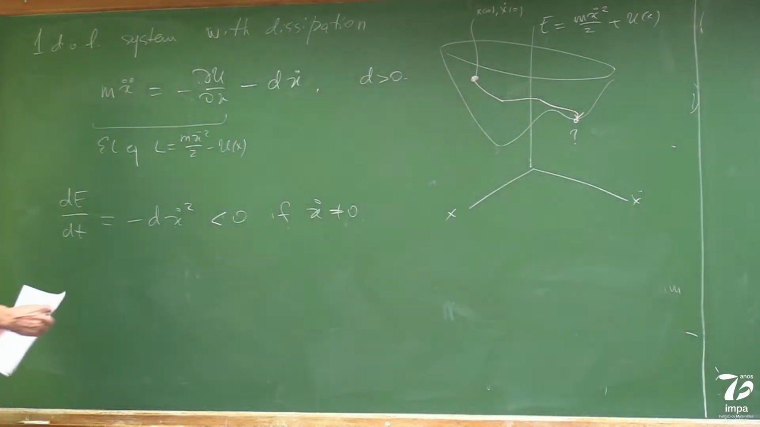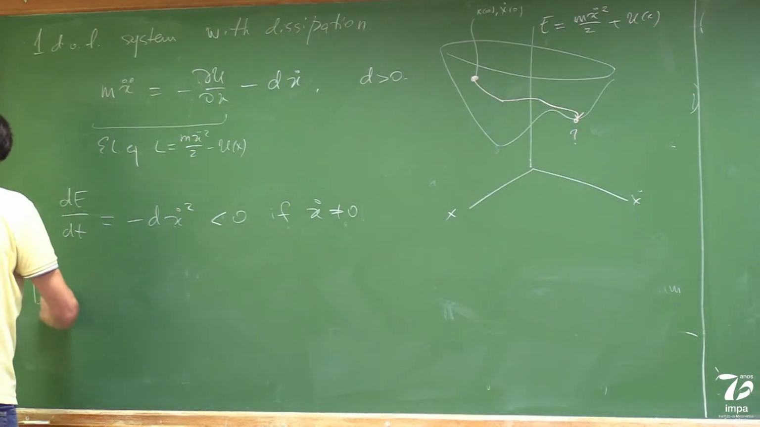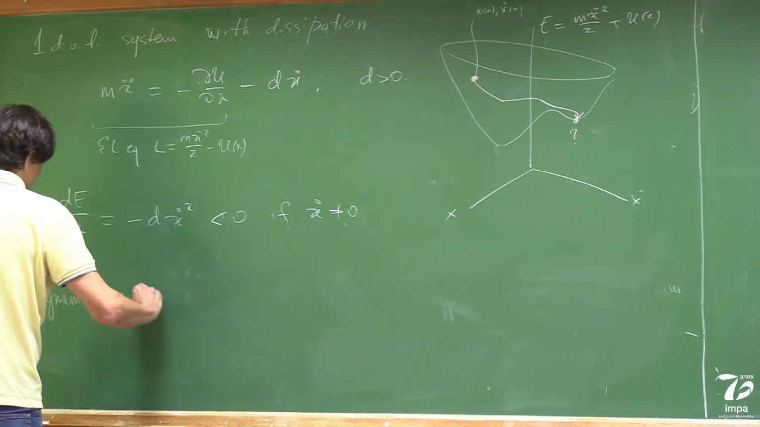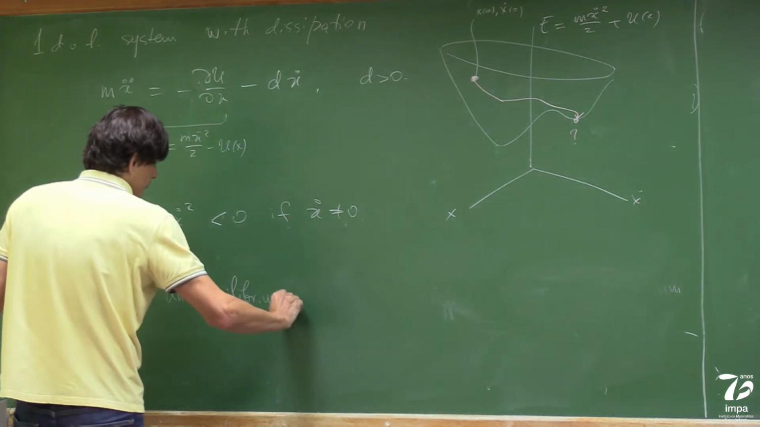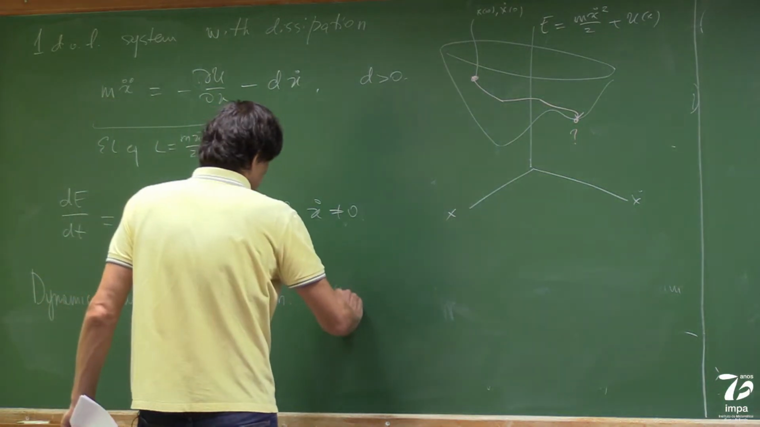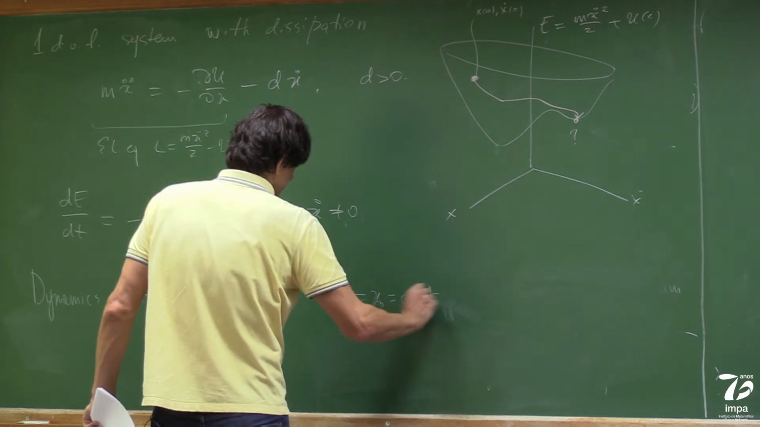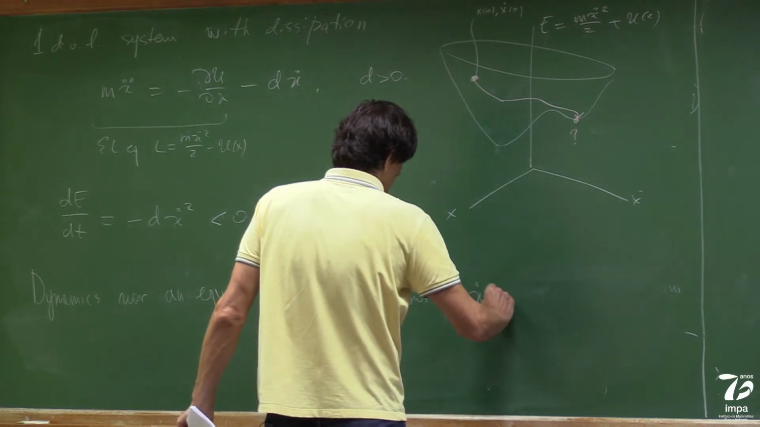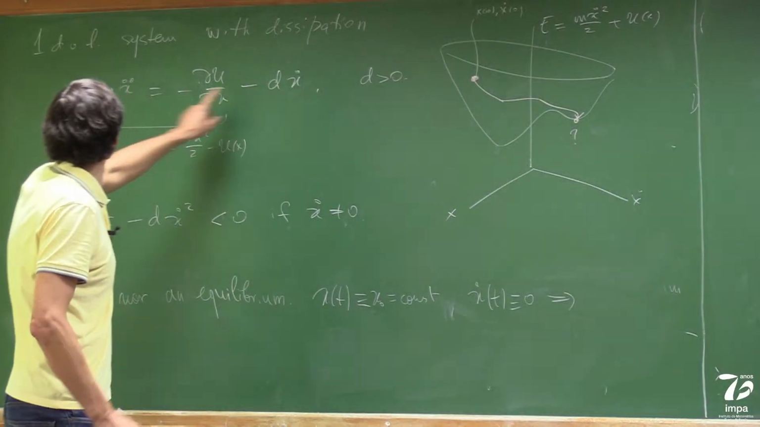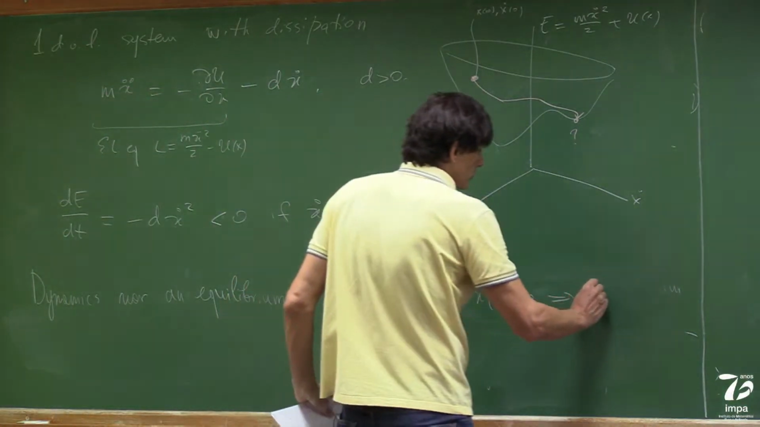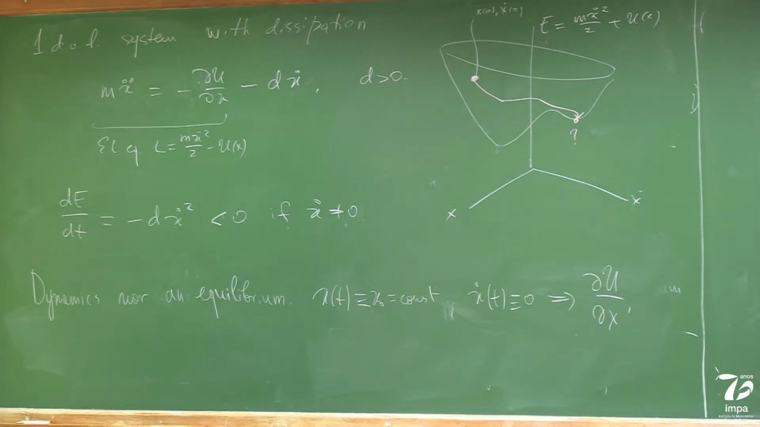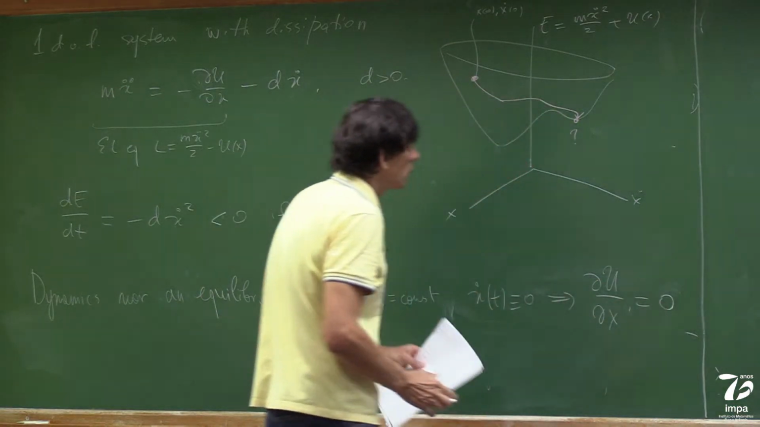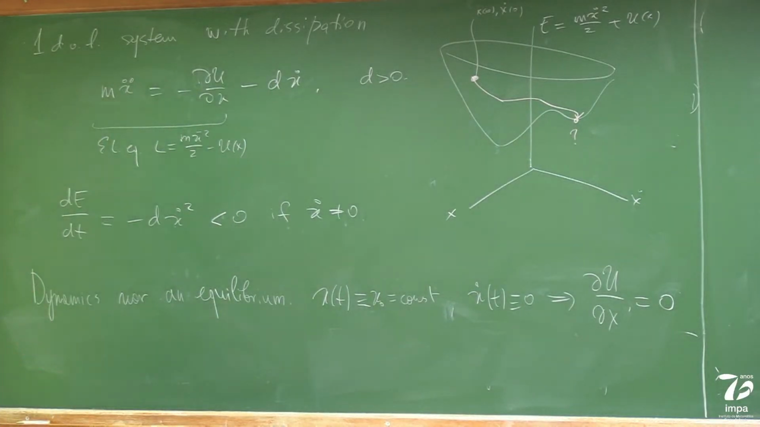So let us analyze this system near the equilibrium. So, dynamics near equilibrium. Again, what is equilibrium? It's a solution which is constant. In that case, x dot, the velocity, is 0. And velocity is 0, acceleration is 0, so it's just the same condition that it's a critical point of the potential, equals 0. So equilibria are not affected by damping. You put in damping, and equilibria are in the same positions.